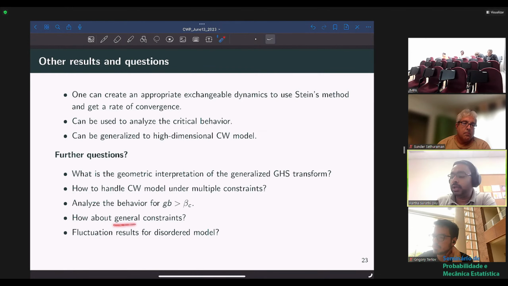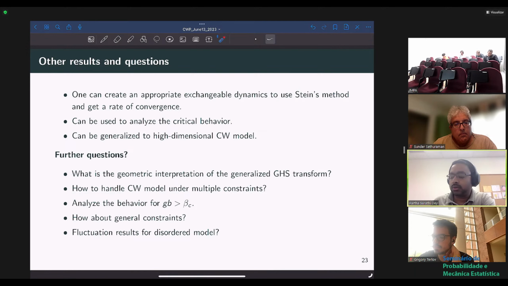And also, what about a general constraint, in the sense not summation xi to the power p equal to a constant, but some other constant, even some nonlinear constraint? Then what happens? And the starting question for us was trying to understand the disordered spin-glass model.